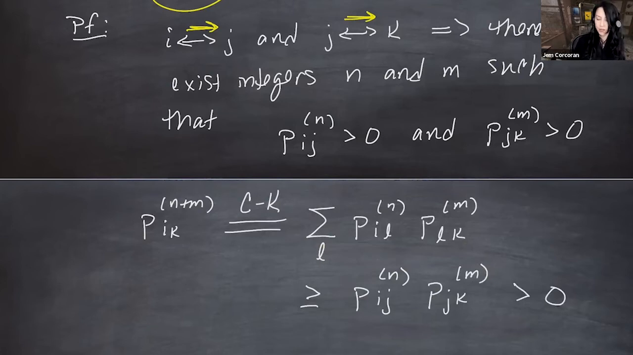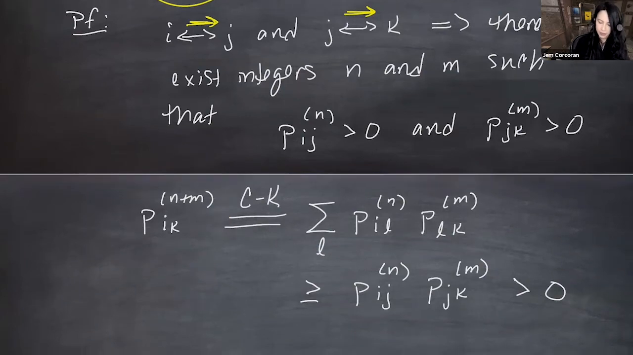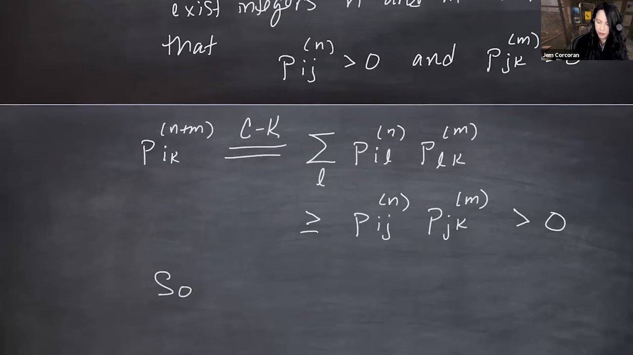So I took only one term of interest and threw out the others, but here's what we have. I can go from I to K in n plus m steps with positive probability. So that means I can go from I to K, or K can be reached from I.